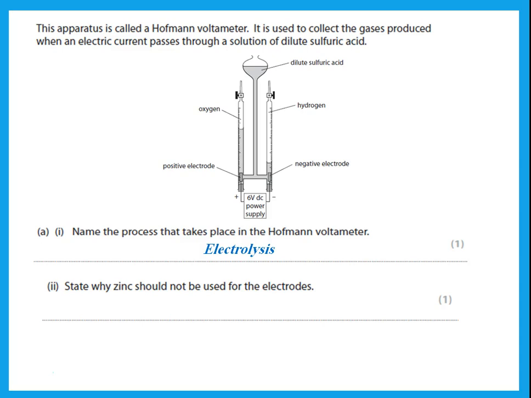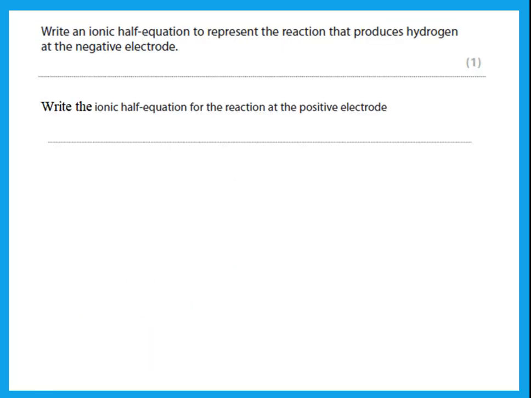State why zinc should not be used for the electrodes. He doesn't actually say what the electrode is made of, but he's saying it shouldn't be made of zinc, of course, because zinc would react with the dilute sulfuric acid that I'm trying to do an electrolysis of. And that is why we usually use inert electrodes, which are usually graphite or a platinum electrode that doesn't react.